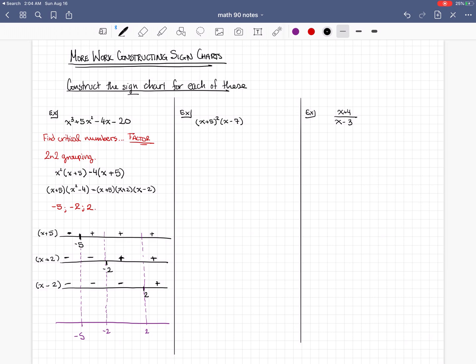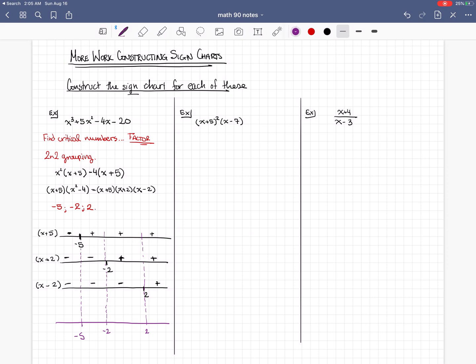If you do not follow what I'm saying, if you're thinking, my gosh, I'm overwhelmed right now, pause the video and plug in some values. Plug in some values that live to the right of negative 5 to x plus 5. Plug in some values for x plus 2 and x minus 2 to start to believe that, okay, when x is to the left of 2, x minus 2 is negative, and so on. You have the pause button. Use it. All right, off we go.